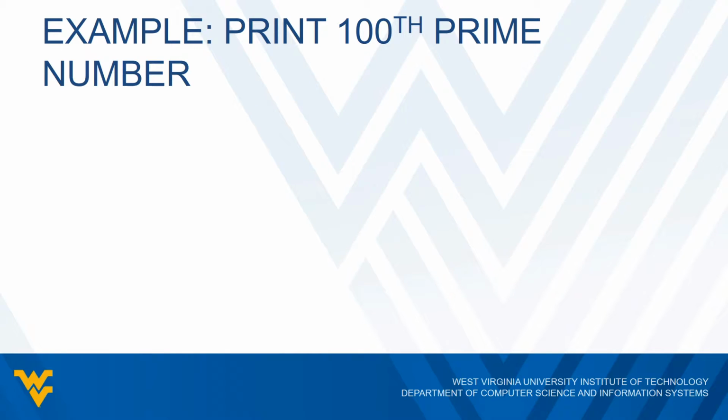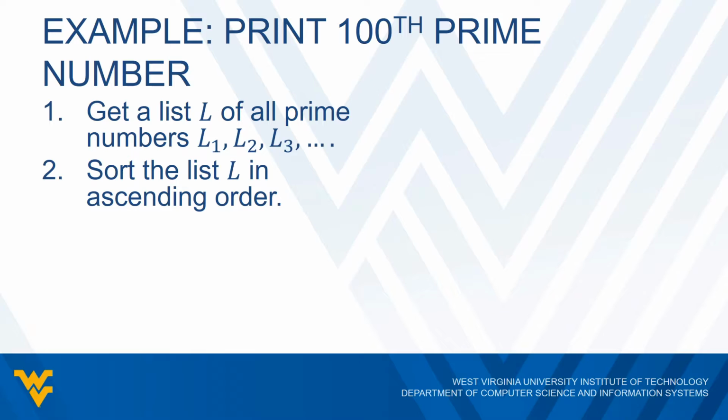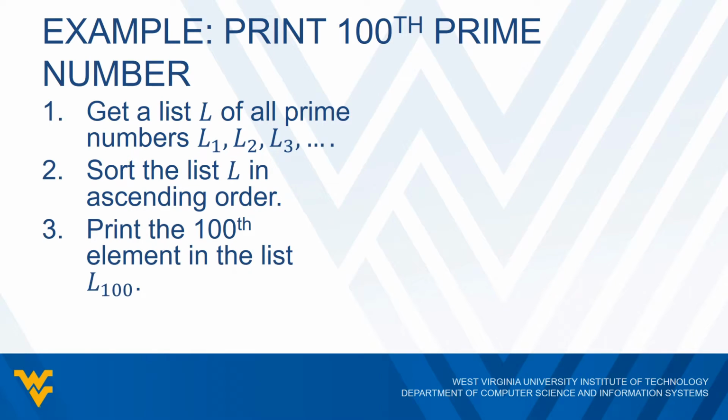Let's take a look at an example algorithm. Let's say we want to print the 100th prime number, and here's the algorithm I'm going to use to do that. The first step is to get a list, which we'll call L, of all the prime numbers. So L1, L2, L3, we just get all the prime numbers. And then we'll sort the list in ascending order. So we'll take our list L, we'll sort it in ascending order, and then we print the 100th element in that list. So that should be L100. And then we're going to stop.